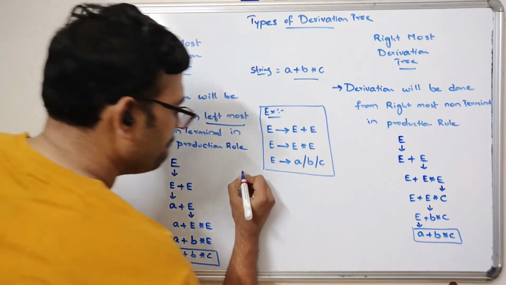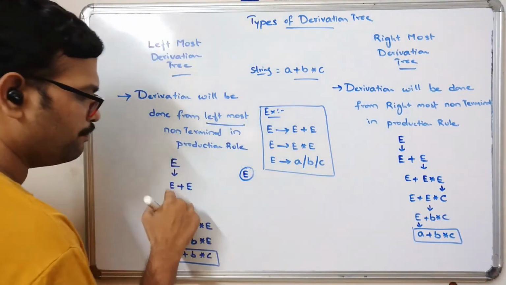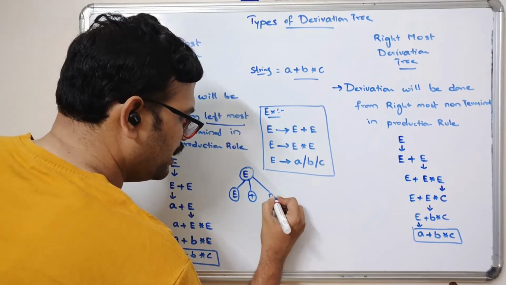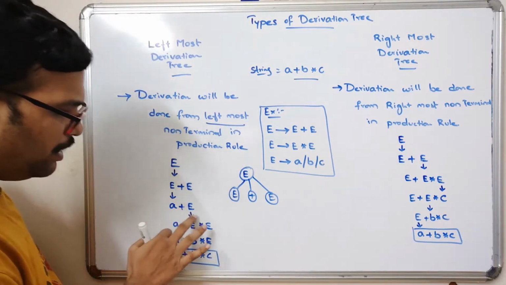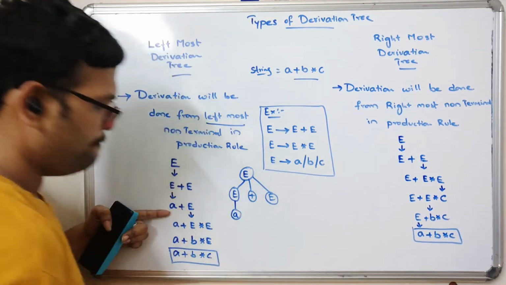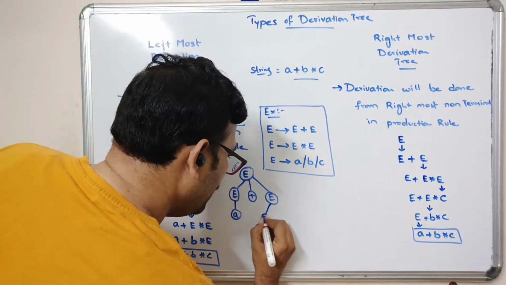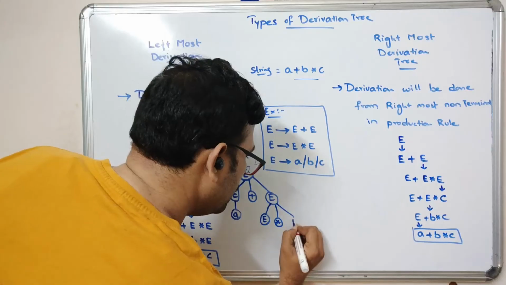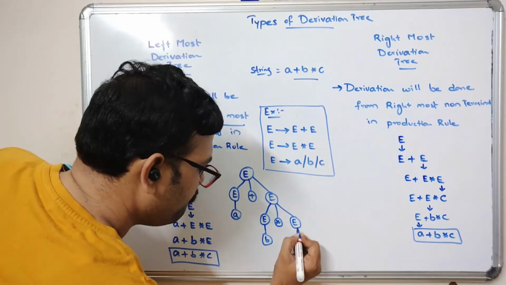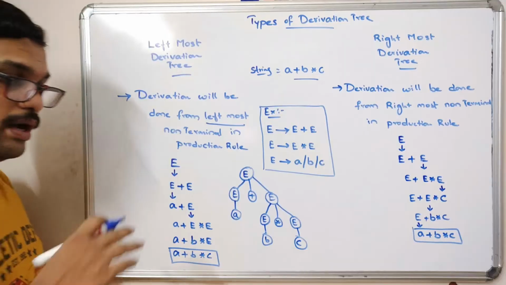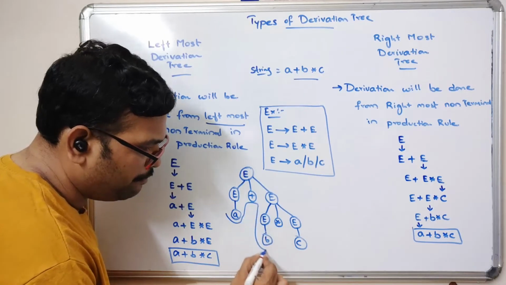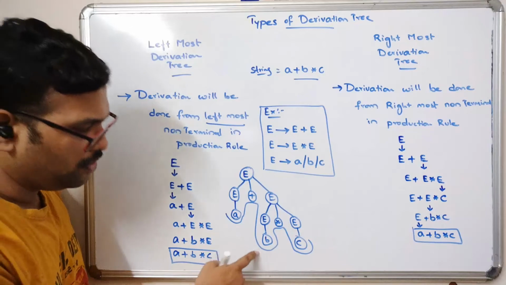So simply you can draw the tree. E is the start symbol, that is the root vertex. From this we have divided into E plus E. Again we have derived the leftmost, so here we have given A, and this one we have derived again E into E. Now among these, we derive this one B, and here it is C. Now read the leaves from left to right: A plus B into C. So automatically we got this string.